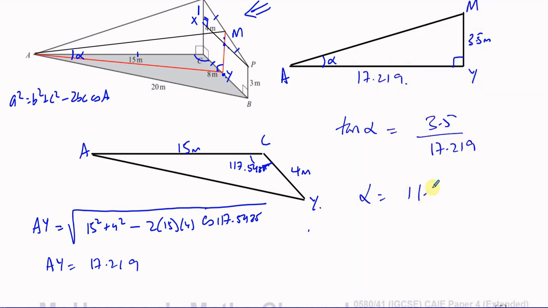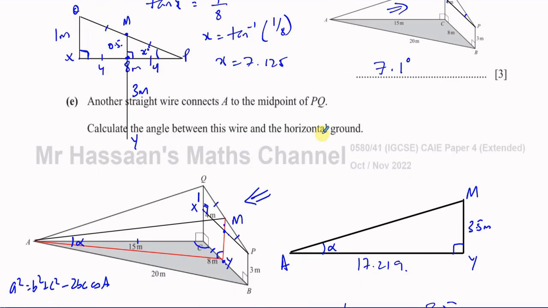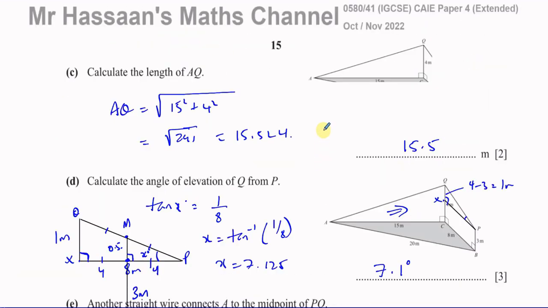Now we're going to round our answers to one decimal place for angles. So it's 11.5 degrees. So there's the answer to part C. Part E completes the whole of this question. This question is question number 8 from the October-November 2022 IGCSE paper from 0580.